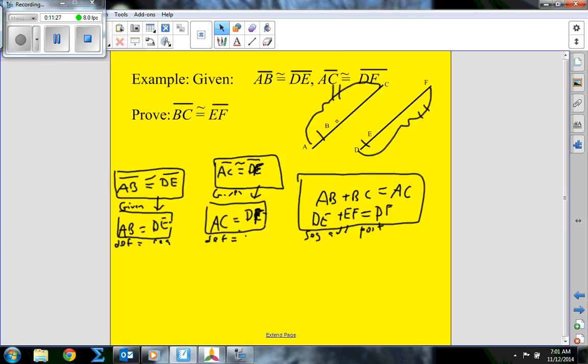Now, like I said, I started to do this proof, just adding this together and this together makes the whole thing equal. I already know the long ones are equal. So from this step, since AC and DF are the same, that means that AB plus BC is equal to DE plus EF.